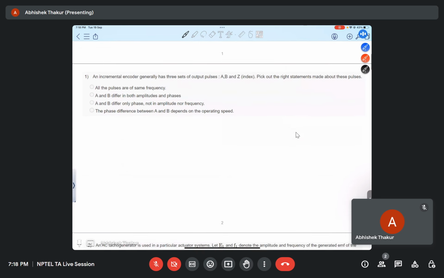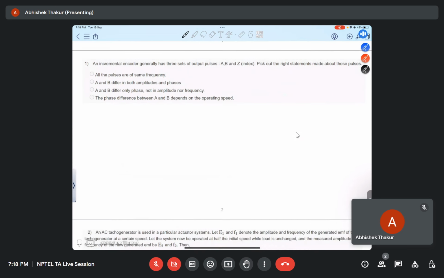In this, it is given that an incremental encoder generally has three sets of output pulses: A, B and Z index. Pick out the right statements made about these pulses. For this, statement C is true because A and B pulses usually have the same amplitude and frequency but differ in phase to provide quadrature encoding.